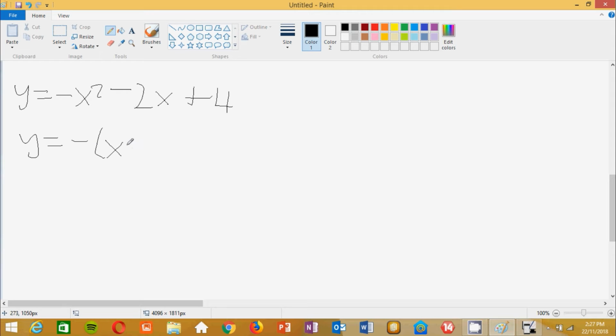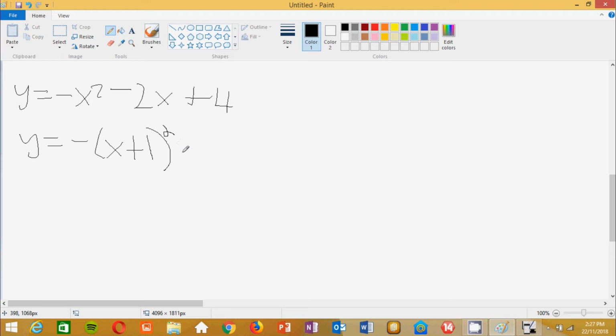Negative divided by negative gives you positive. So this is going to give me positive 1, the whole thing squared. Negative 2 divided by 2 is negative 1, and negative 1 divided by negative 1 is positive 1. So I'm going to get (x plus 1) squared.